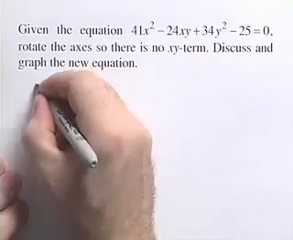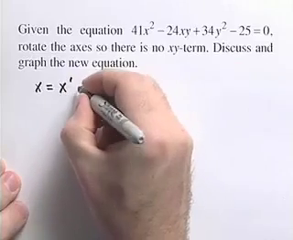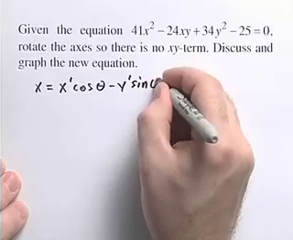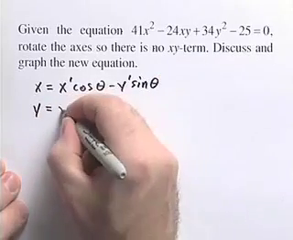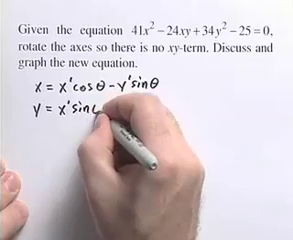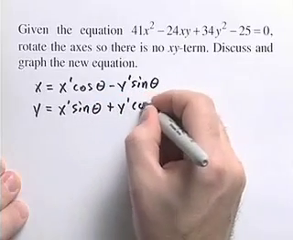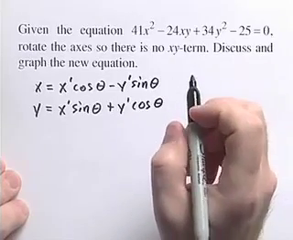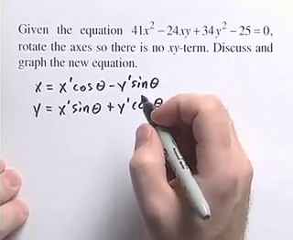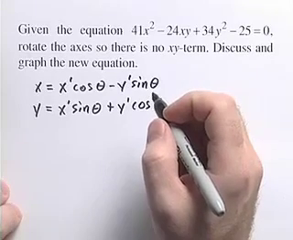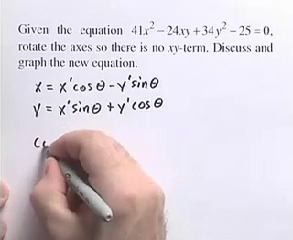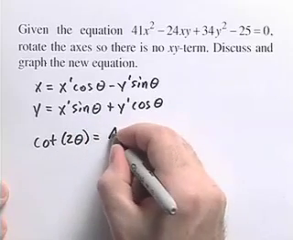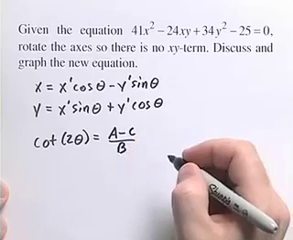If we substitute x equals x prime cosine theta minus y prime sine theta, and y equals x prime sine theta plus y prime cosine theta, we will transform our equation into one that represents a rotation through an angle theta. To eliminate the x prime y prime term in the new equation, we need to have the cotangent of 2 theta equal to a minus c over b.